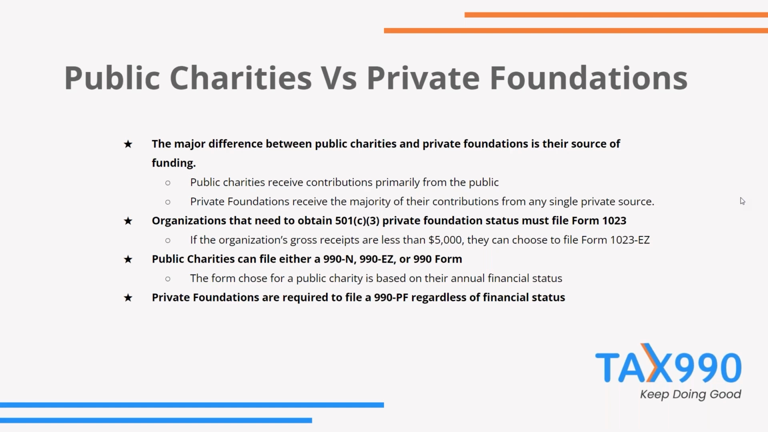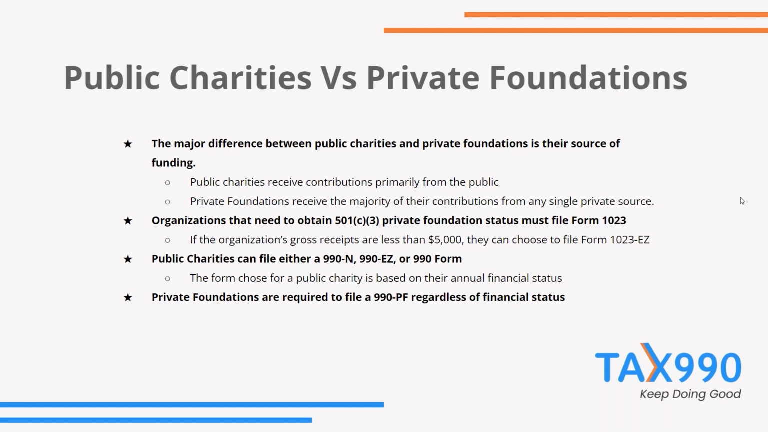A public charity chooses the annual form to file based on its financial status throughout the tax year. And a private foundation, as mentioned, must file the 990-PF regardless of the financial status throughout the tax year. If you're a public charity and you file a 990-PF, the return will likely be rejected, and vice versa. If you're a private foundation and you file any of the other 990 series forms besides the 990-PF, your return will be rejected.